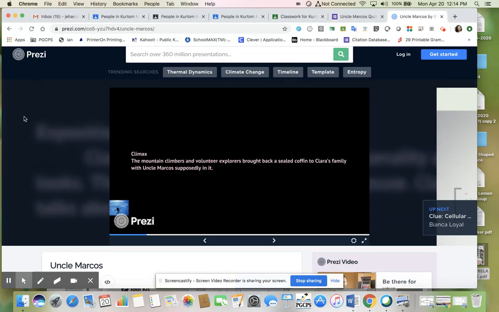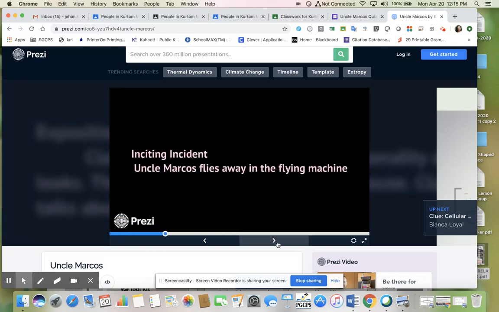So, back to the story. The climax of the story was that mountain climbers and volunteer explorers brought back a sealed coffin to Clara's family with Uncle Marcos supposedly in it. Now, we did talk about it, and we all said that Uncle Marcos was not in the coffin. Instead of Uncle Marcos, there was a bag of sand. And I guess some people maybe thought it was his ashes, but they believed that he was dead.